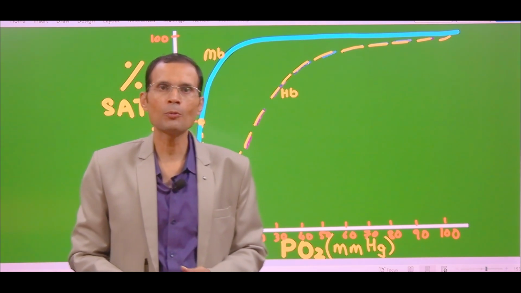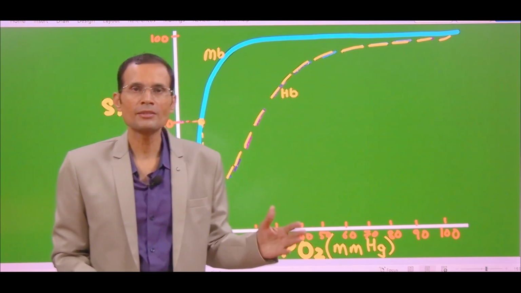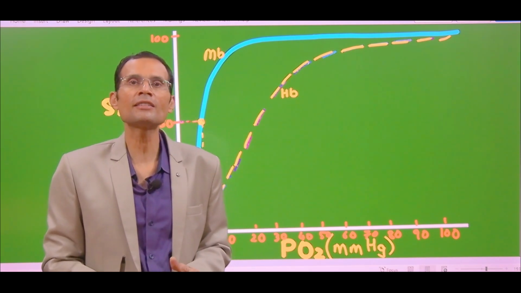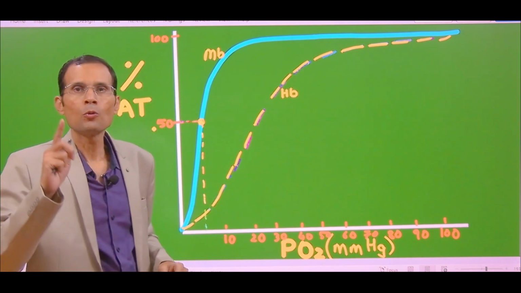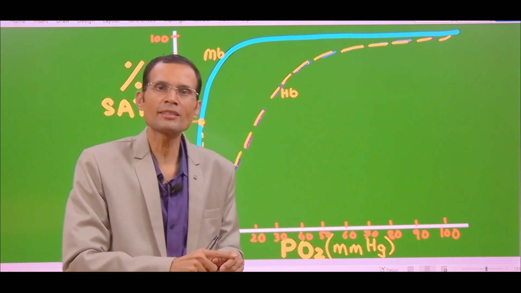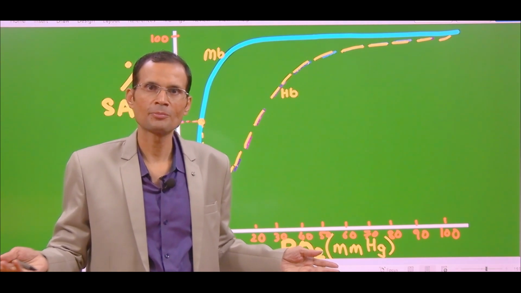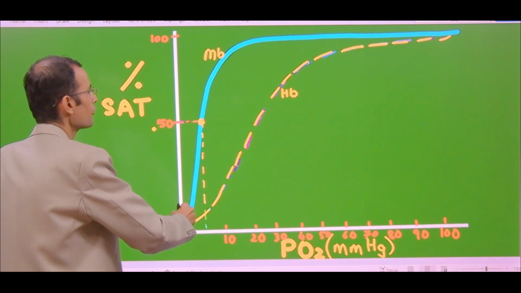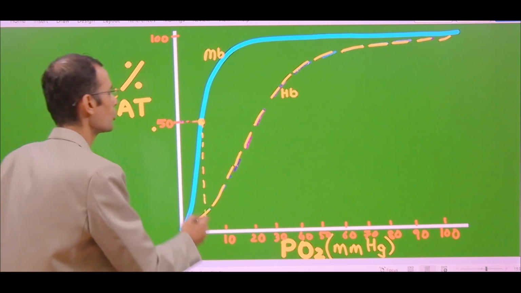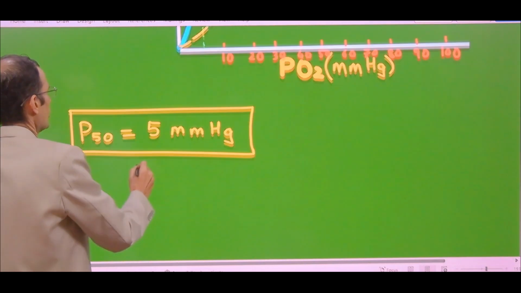So if you are asked in the vivas why this graph is a rectangular hyperbola, the answer is that only 1 oxygen molecule binds with the myoglobin. So when it binds, it's like 100%, and therefore the graph rises instantly to 100%. One oxygen binding with myoglobin. Right.